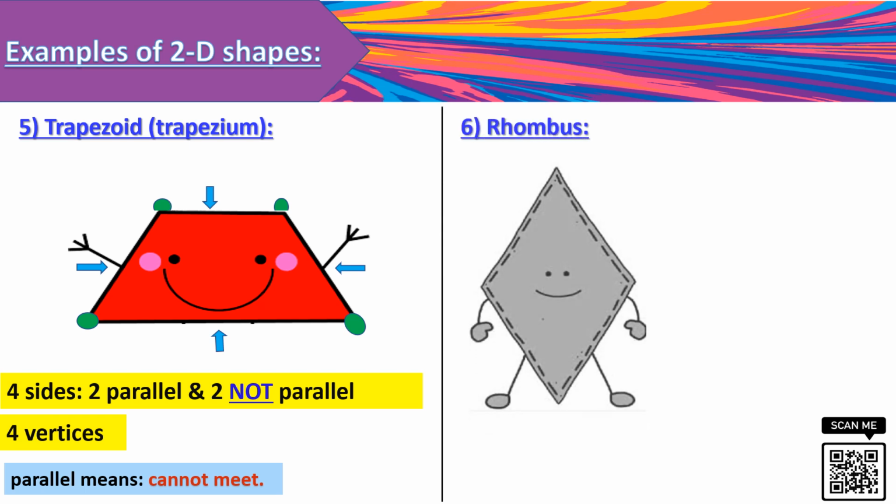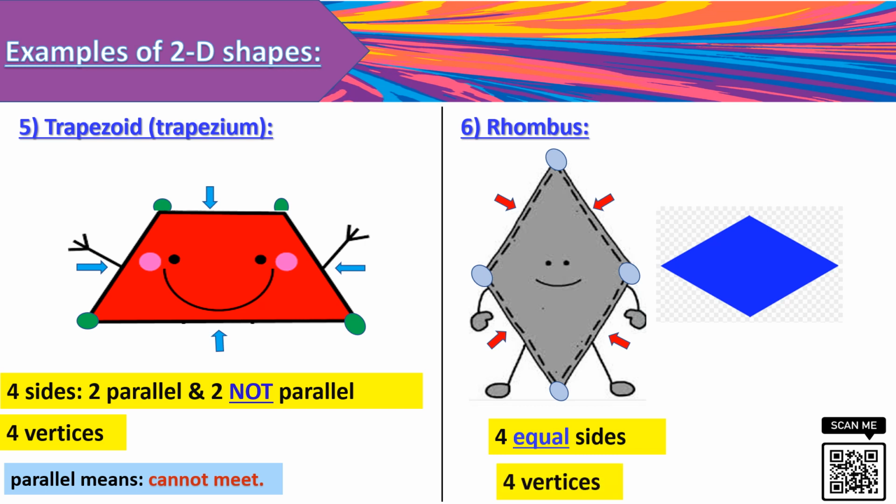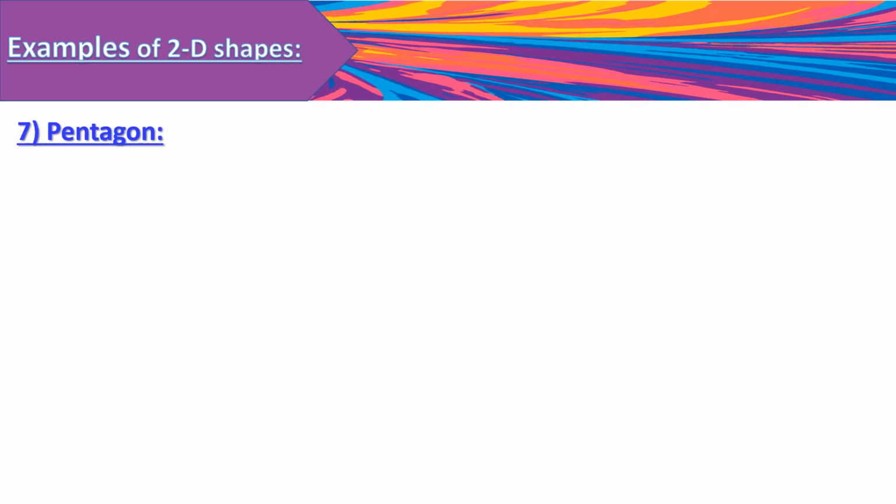Let's move to rhombus. Hello, Mr. Rhombus. How many sides do you have? 1, 2, 3, and 4. 4 sides. Are they equal or not? Yeah, they are equal. So it has 4 equal sides. How many vertices? 4 vertices, because the number of sides equals the number of vertices. Let's move to pentagon.